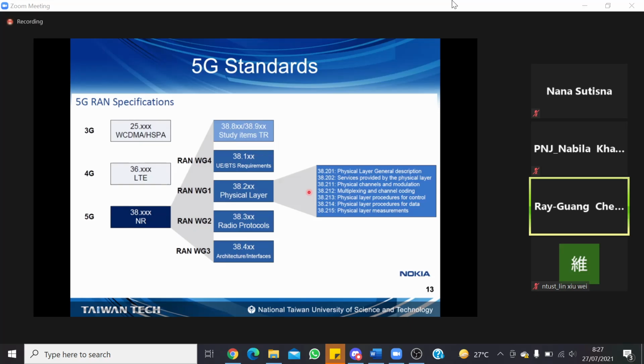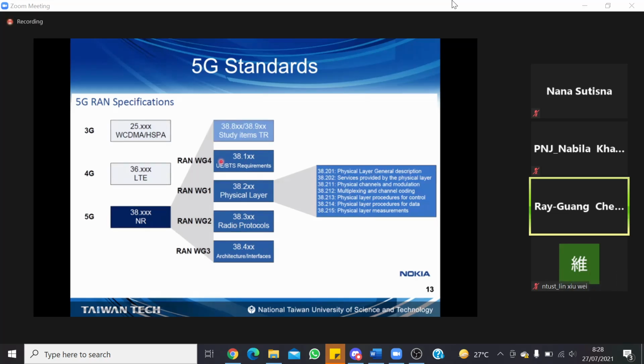Professor Nana just mentioned that yesterday. They also have physical layer procedures for control channel and for data channel. And since the handset needs to measure the signal from the base station, they also define physical layer measurement related procedures. So this is the 38.2 series. The 3 series is related to radio protocol. We will spend more time to describe this part in the remaining 3 days.